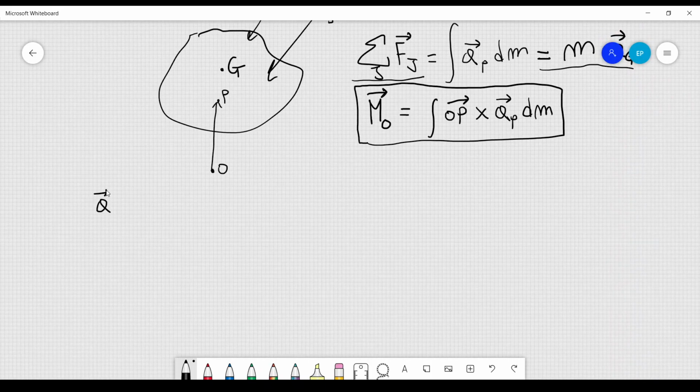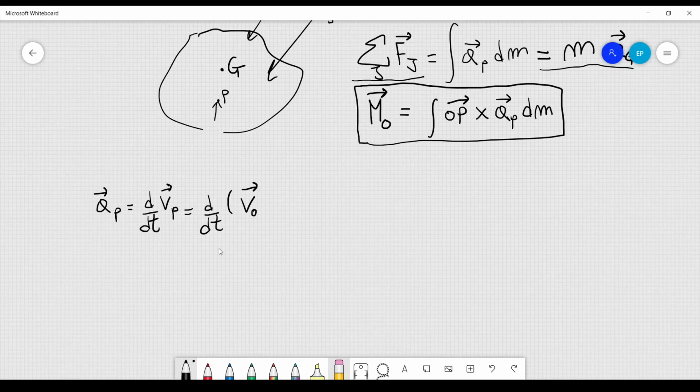The acceleration of the point P can be derived from the velocity, because this is the derivative with respect to time of the velocity of the point P. And the velocity of the point P can also be rewritten by using kinematics. We know that we can rewrite it as the velocity of another point. So now let's assume that the point O is a point of the rigid body. So I'm going to rewrite this formula like this. So let's assume here that we have some point O which belongs to the rigid body. In this case, we can rewrite the formula like this: VO plus omega cross product OP.